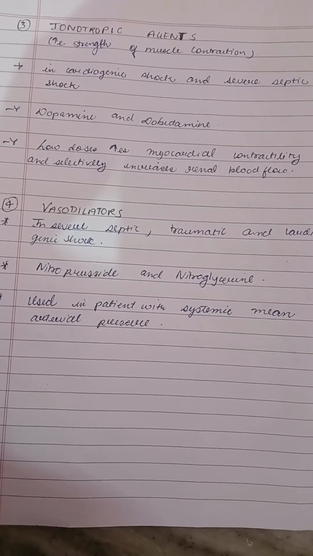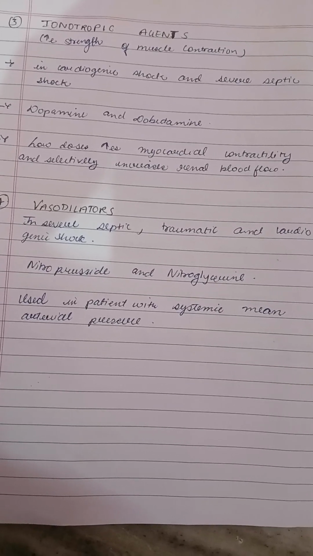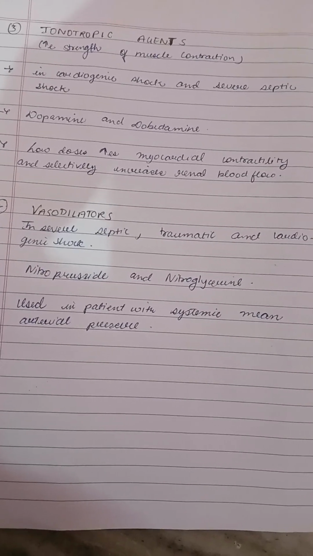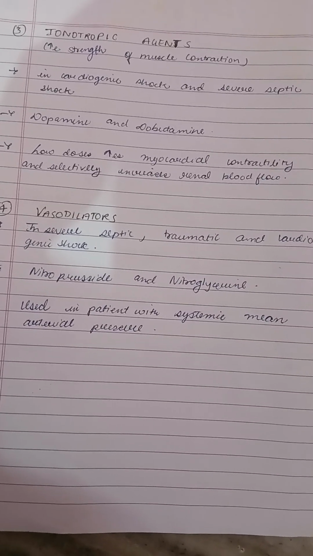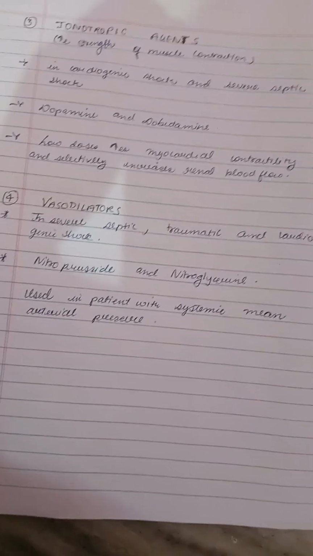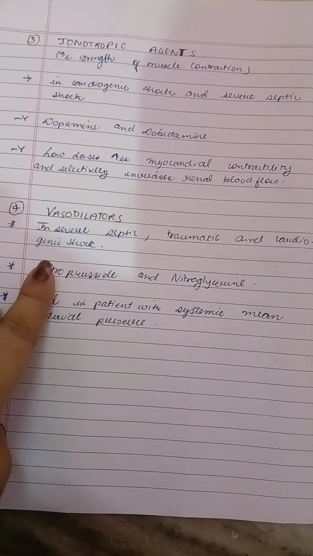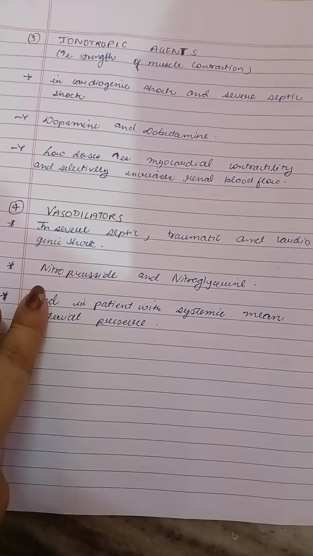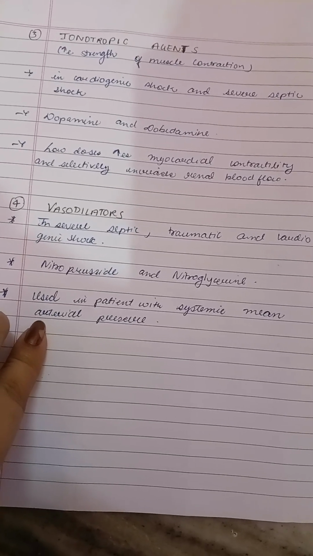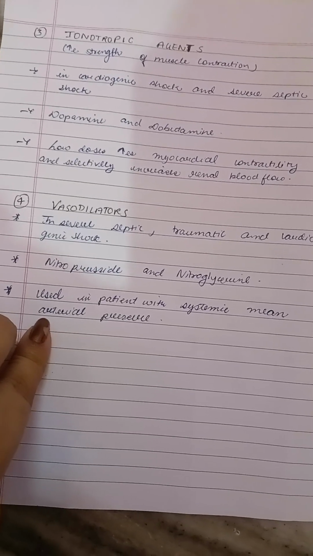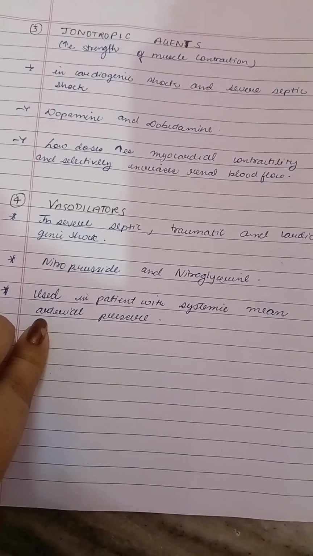What are the examples of inotropic agents? Dopamine and dobutamine. Low doses increase myocardial contractility and selectively increase the renal blood flow. And the fourth group of drugs are vasodilators. In severe septic shock, traumatic and cardiogenic shock, nitroprusside and nitroglycerin are used, in patients with high systemic mean arterial pressure. Okay. So four groups of drugs are used: sedatives, chronotropic agents, inotropic agents and vasodilators.